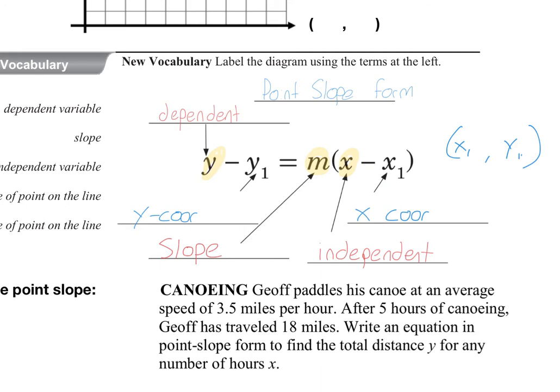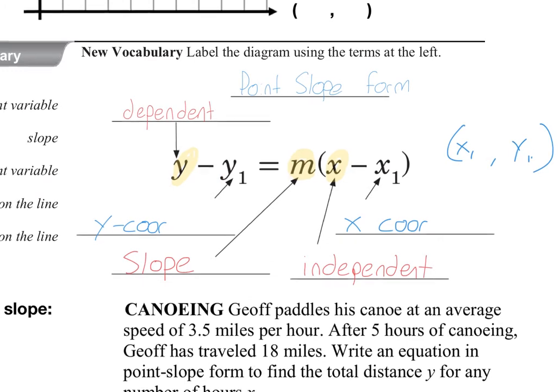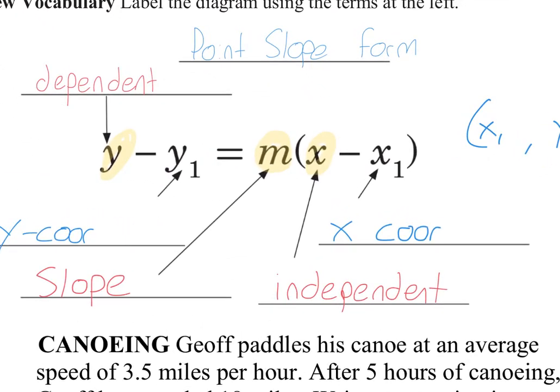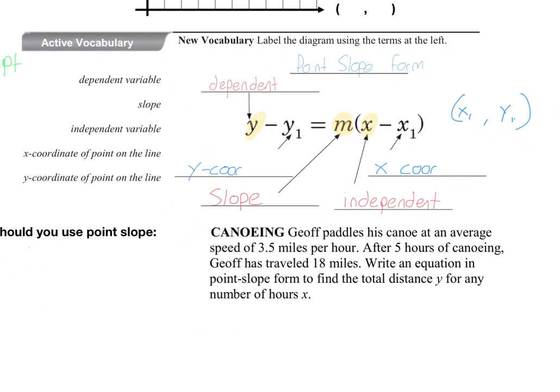If I was going to use y equals mx plus b, I must know the y-intercept. For point-slope, I can use any coordinate point. That makes it much more flexible and easier to use. Now, it does look a little strange. y minus y1 is equal to m times the quantity of x minus x1. So it looks strange. It doesn't look as polished as y equals mx plus b, but it is much easier to use in some situations.